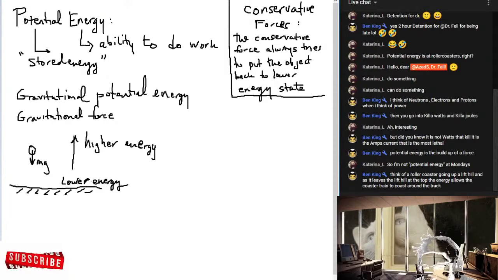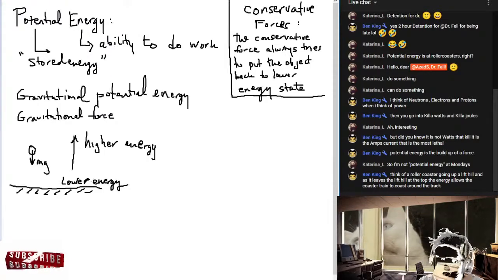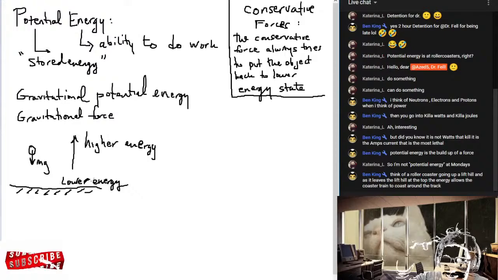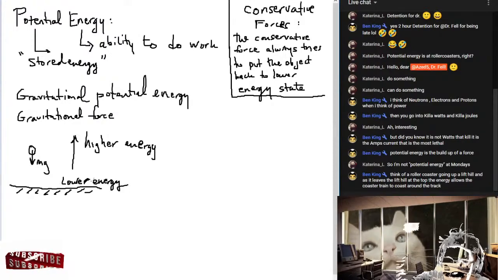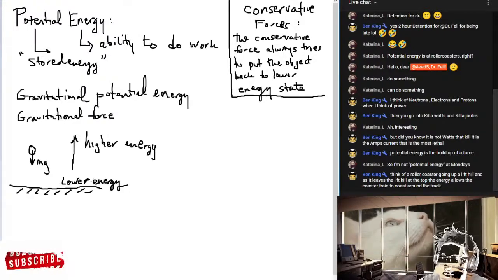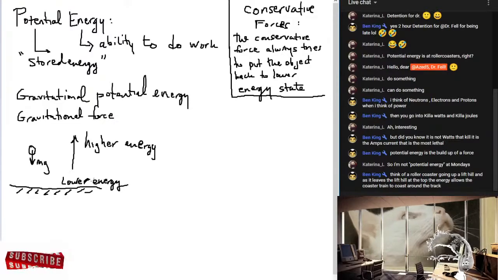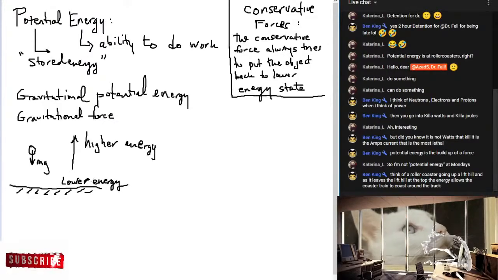Exactly. That's right, Ben. So when the roller coaster is at the top of the hill, it's got high energy, and gravity is going to try to restore it to the lower energy state. That's why water runs downhill. That's why everything falls.